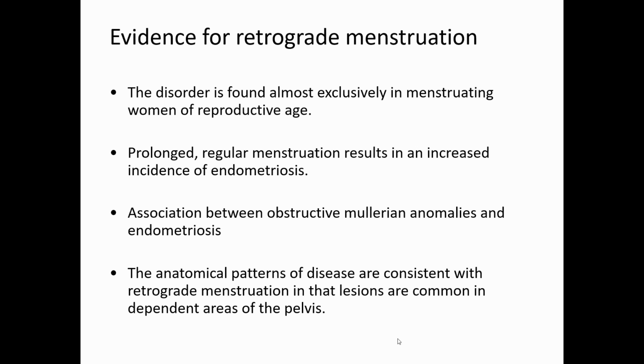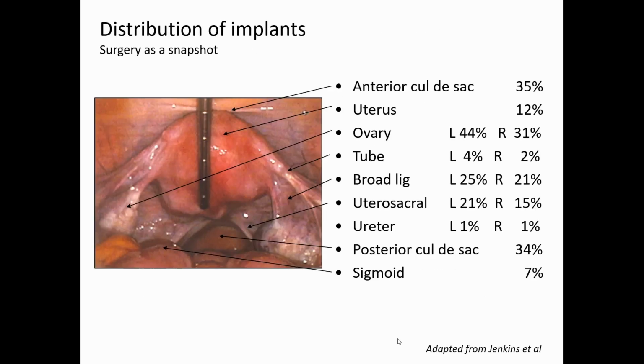Finally, the patterns of disease and lesion location in the pelvis are consistent with retrograde menstruation, insofar as the lesions are more commonly found in dependent areas of the pelvis, particularly around the opening of the tubes. So retrograde menstruation holds that during menses, the menstrual product transits the fallopian tubes and deposits within the pelvis. And within that pelvic microenvironment, these lesions can attach, implant, and grow in extrauterine locations.